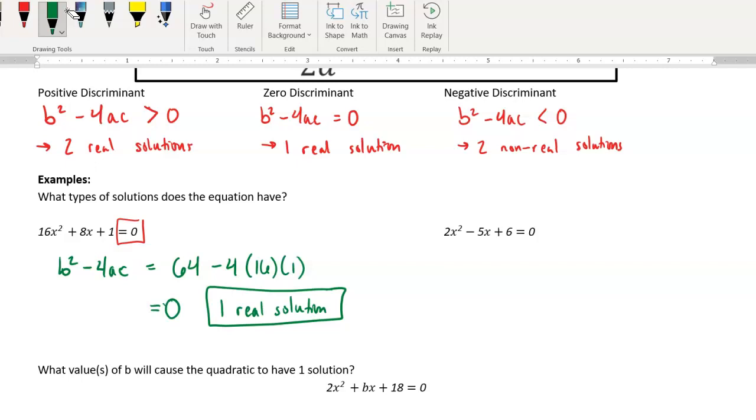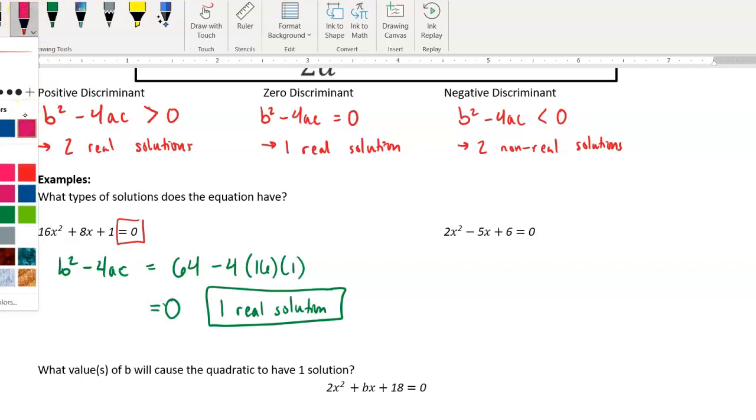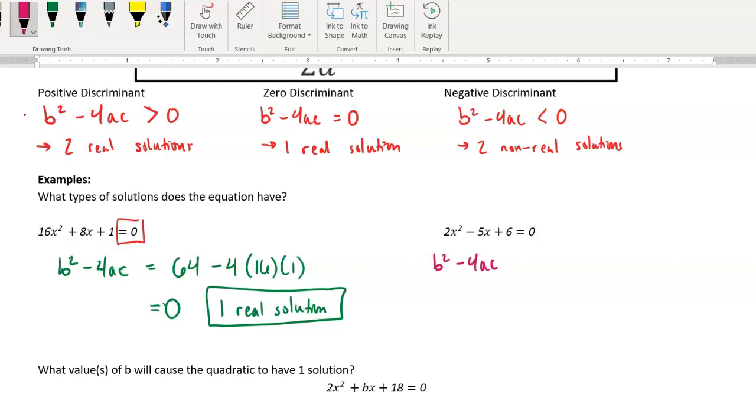All right, so why don't you guys try this next one on your own and see what you get for your answer. All right, let's see how you did. So we're going to do b squared minus 4ac. So in this case, b is a negative 5.